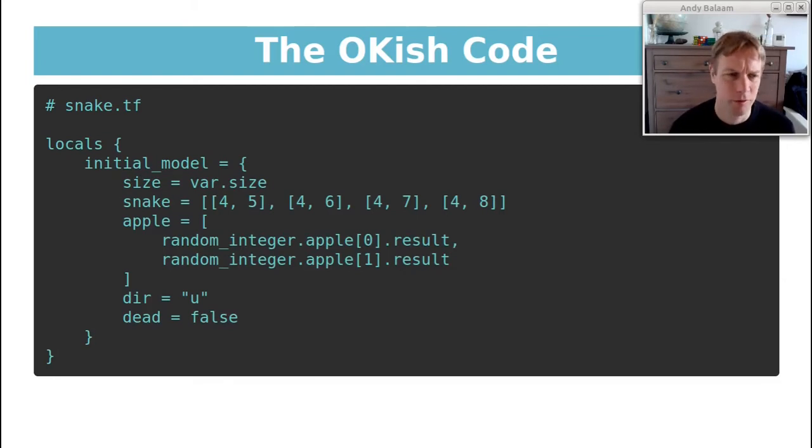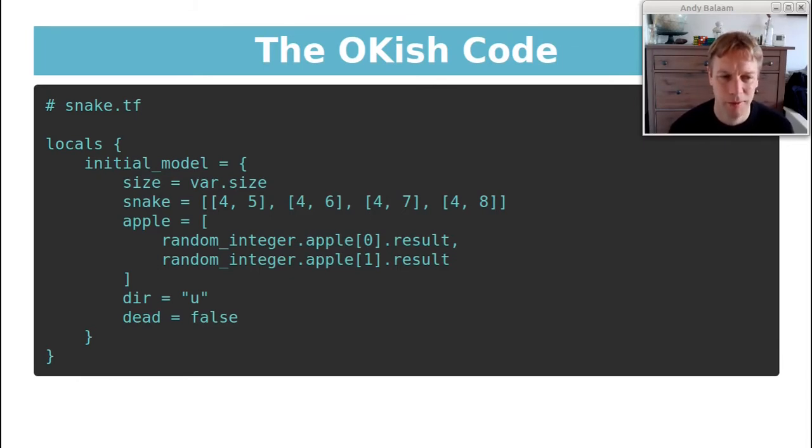Okay, so a little bit more code from snake.tf. Here are some locals. I'm only showing you one here. It's called initial model. And you can see that these locals, which are kind of variables or named values, can have complex structure like this. So we've got this local called initial model, and it has a size, where we're using an input variable called size, which I didn't actually show you, which is just the size of the grid. But then also there's a snake, which is an array of arrays, and the arrays inside it are the coordinates of the positions of the snake.